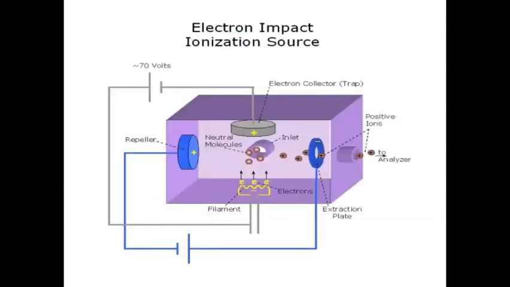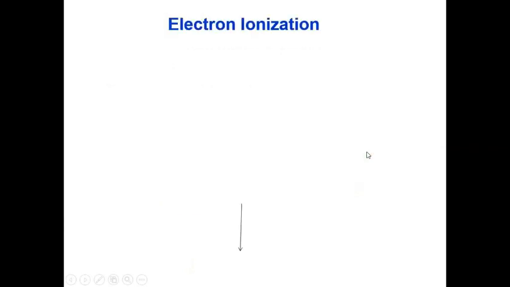As we know, this is electron ionization, a part of electron impact ionization. As I told, the filament, that is a tungsten filament, when it is electrically heated, releases electrons, and the molecules are ionized and pass through the extraction plate, and go to the analyzer for detection. So here I will tell about the fragmentation pattern of electron ionization of a molecule in mass spectrometry.